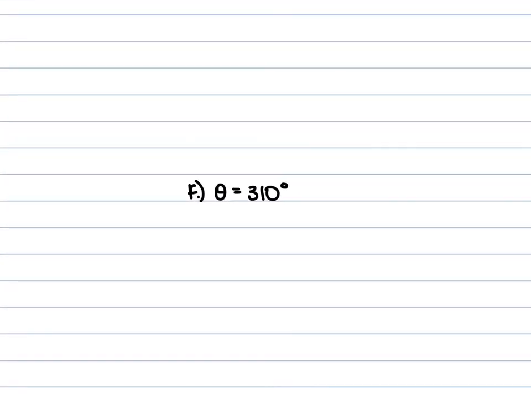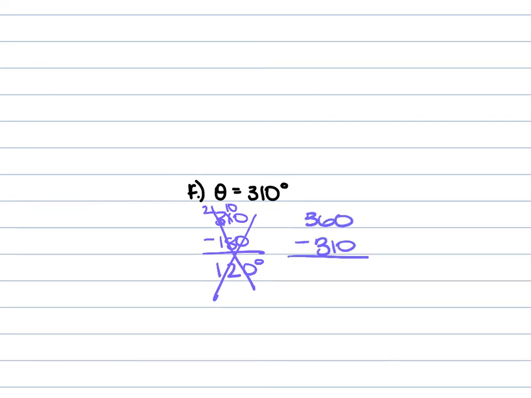For F, we have 310. So if we did 310 minus 180, this is going to give us a 0. This becomes a 10. This 3 becomes a 2. So this is a 120. This is not an acute angle, so that's not going to work. Take 360 and subtract 310 from it then. This is going to give us 50 degrees, and that's an acute angle, so that's our reference angle.